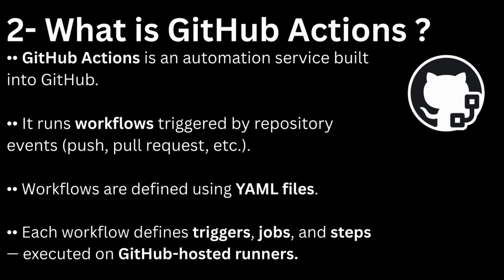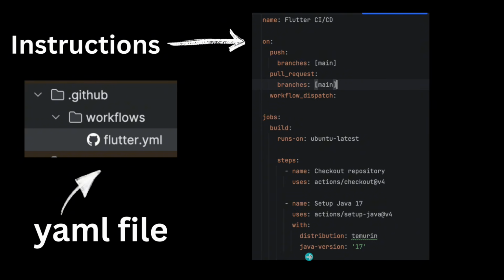Now, let's talk about GitHub Actions. It's an automation service that's already built into GitHub. Basically, it helps us create workflows that run automatically when something happens, like when we push code, open a pull request, or merge a branch. These workflows are written in small YAML files as instructions. They tell GitHub exactly what to do. Each workflow has triggers, jobs, and steps.